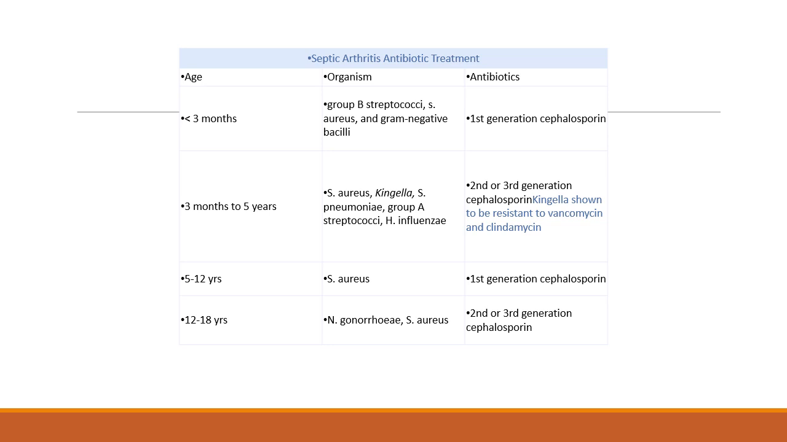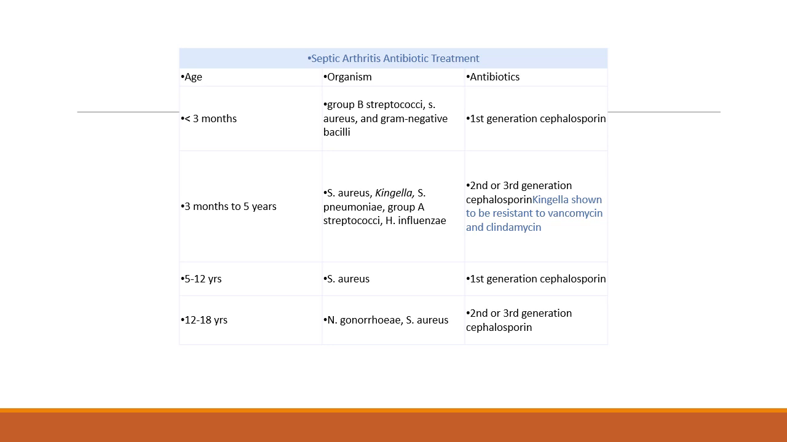After the 5 years of age, Staph aureus is the most common microorganism. Staph aureus is a gram-positive. Start on first generation cephalosporin. In communities where there is a high prevalence of methicillin-resistant Staph aureus, you can start your treatment with vancomycin.